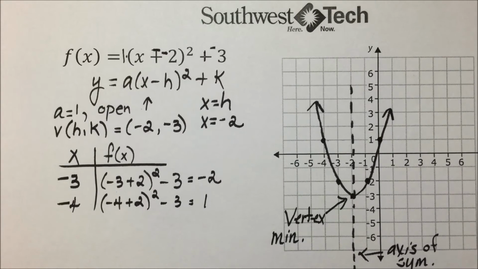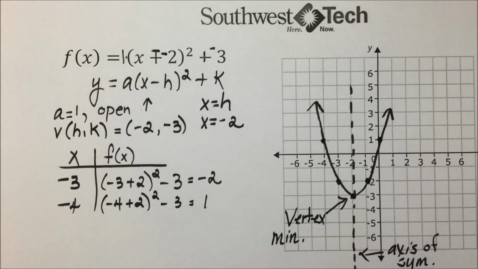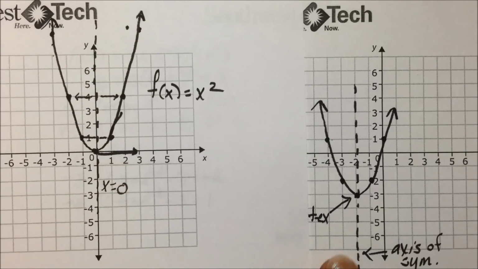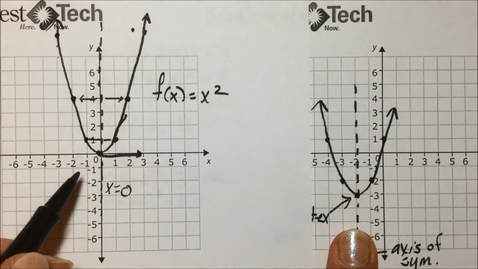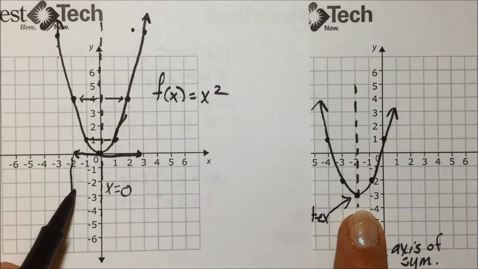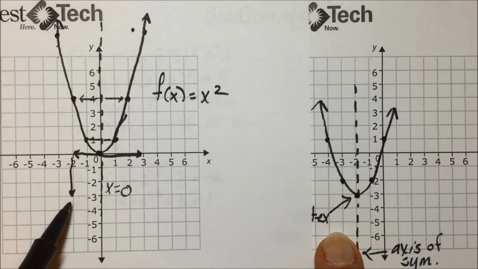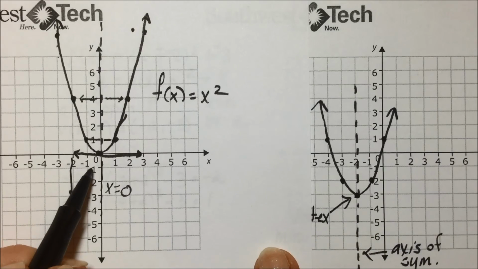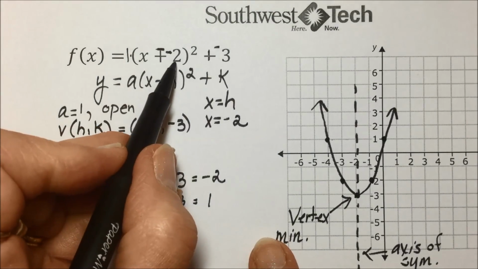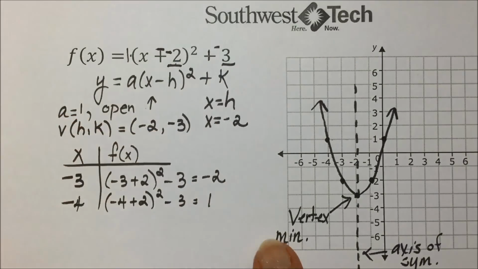So we've answered the questions as well as graphed, but again, comparing this to our basic f of x equals x squared graph, it has the same shape. The only thing is our vertex has been translated 2 to the left and down 3. It has the same shape, and the 2 to the left and down 3 is indicated by the (h, k) in the given formula.